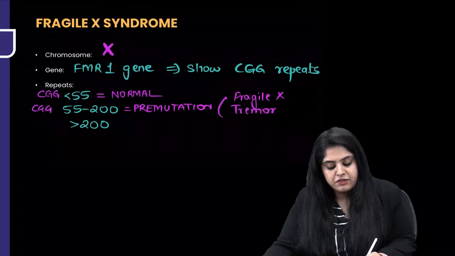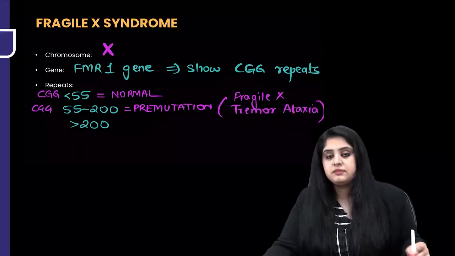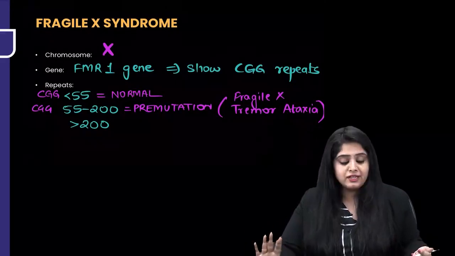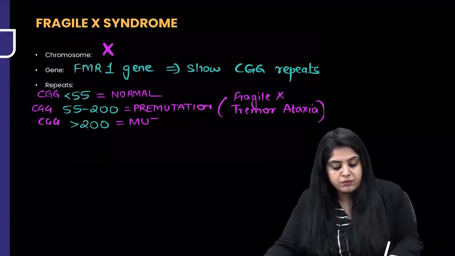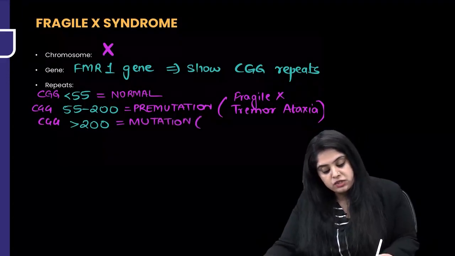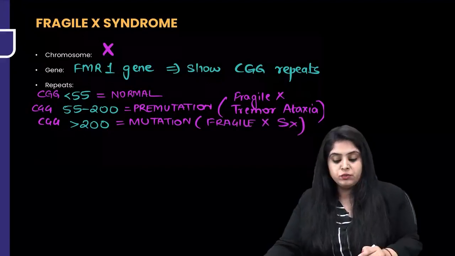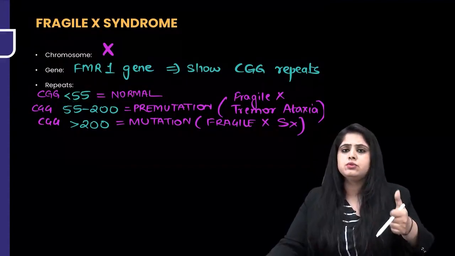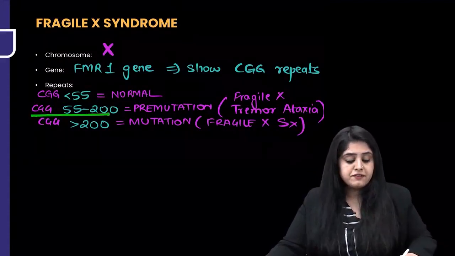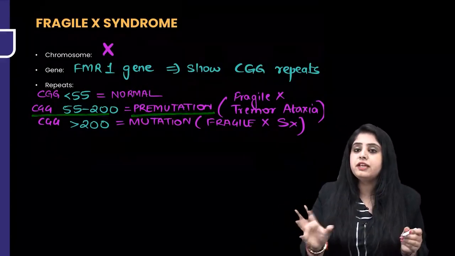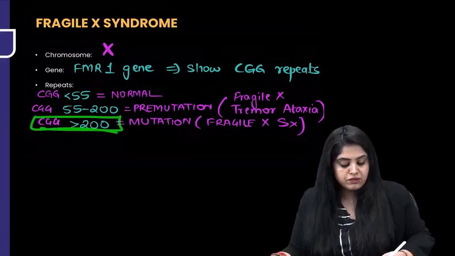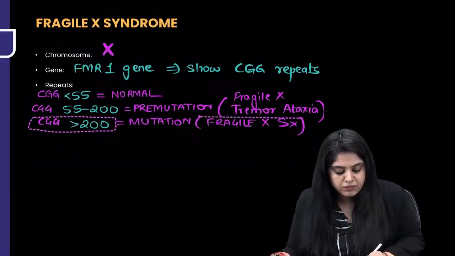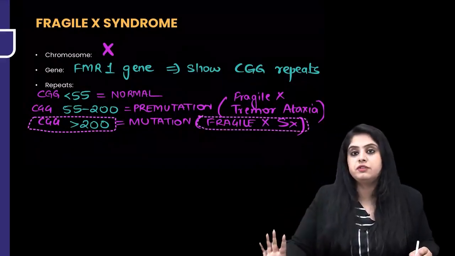tremors and ataxia. Patient has tremors, ataxia, not Fragile X syndrome. Only when CGG crosses 200, that is a proper mutation, and that is when the patient has Fragile X syndrome. So repeating, up till 55 times CGG, good to go, we all have it, nothing to worry. 55 to 200, pre-mutation, it's there, but it's not Fragile X syndrome, it's Fragile X tremors and ataxia. Whereas the take home message for Fragile X syndrome: there should be a crossing of 200 repeats to call it Fragile X.